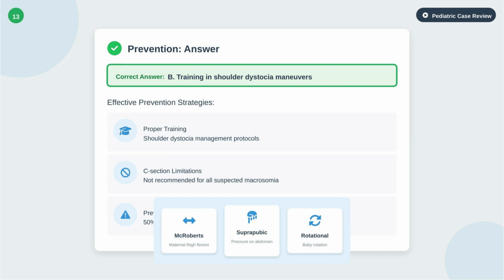Training in shoulder dystocia maneuvers. Proper training and techniques, such as the McRoberts maneuver, suprapubic pressure, and other established protocols for managing shoulder dystocia, is the most effective strategy for reducing brachial plexus injuries. While elective cesarean section may prevent some cases, it is not recommended for all suspected macrosomia due to limitations in accurately predicting birth weight and the increased maternal risks. Most importantly, approximately 50% of brachial plexus injuries occur in deliveries with no risk factors or shoulder dystocia.